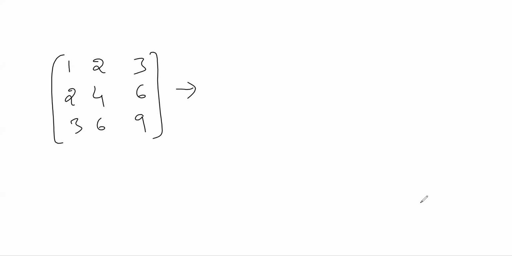So now I'll consider a 3 by 3 matrix: 1, 2, 3; 2, 4, 6; 3, 6, 9. This is one more matrix. Now tell me, is it linearly dependent or linearly independent? Anybody? Is it LD or LI? LD is nothing but linearly dependent and LI is nothing but linearly independent.